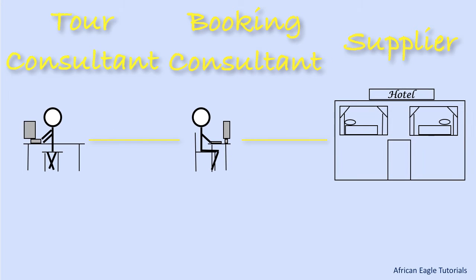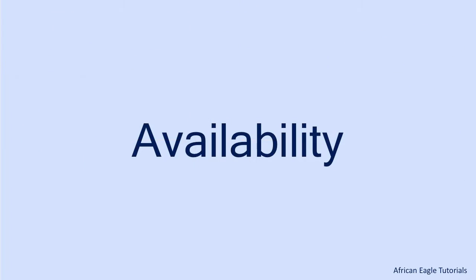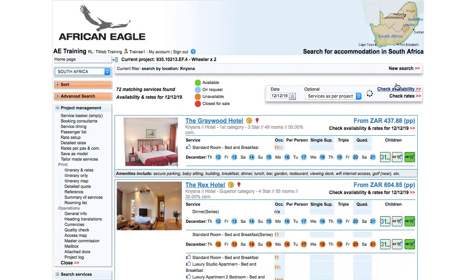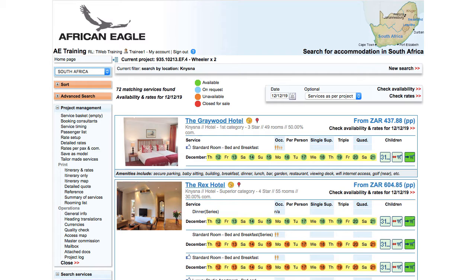In this video, I am going to have a more detailed look at the booking process in terms of the interaction with suppliers. In the search engine, click Check Availability to display the availability for a given service on a given date. This is as determined by suppliers and can change from day to day.